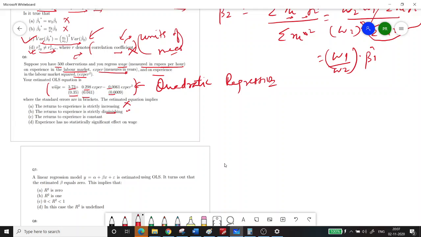The returns to experience is constant. This is not true. Experience has no statistically significant effect on wage. In the earlier class I talked about how the T statistic can be easily calculated by looking at the model, by calculating the coefficient divided by the standard error of that coefficient. You calculate the standard error and a T statistic for both these variables. You'll find that this option is not right. So in this case the returns to experience is strictly diminishing is the correct answer.